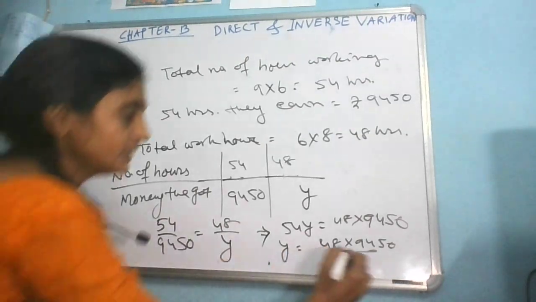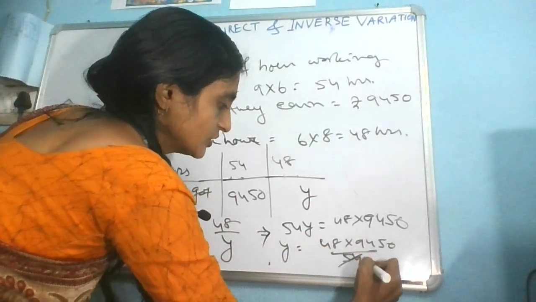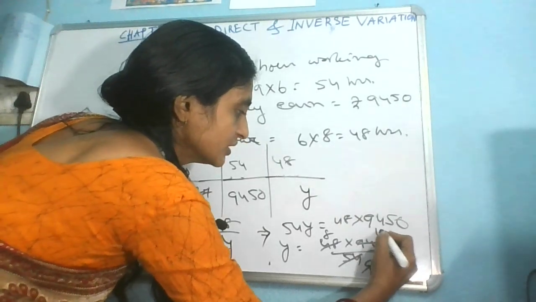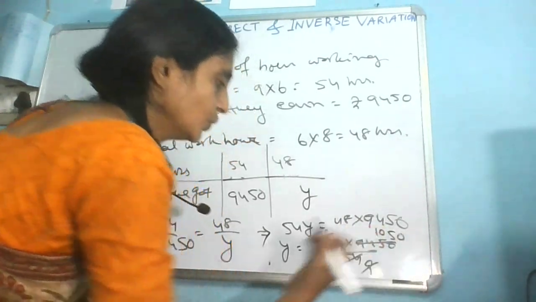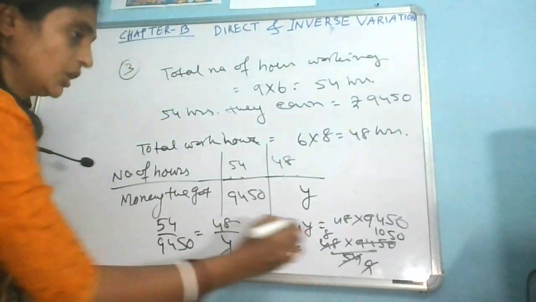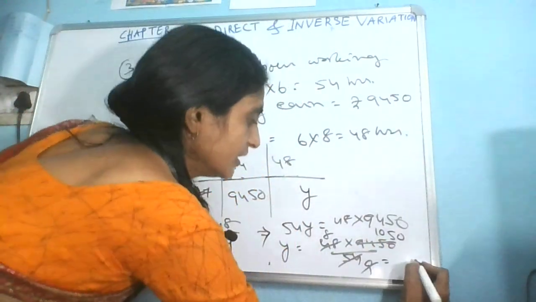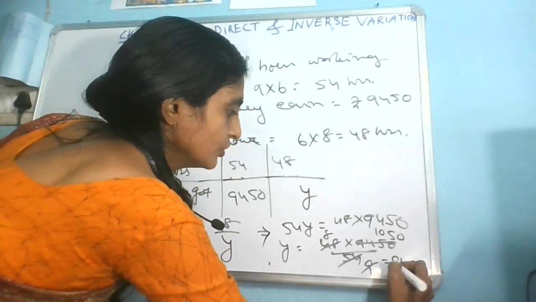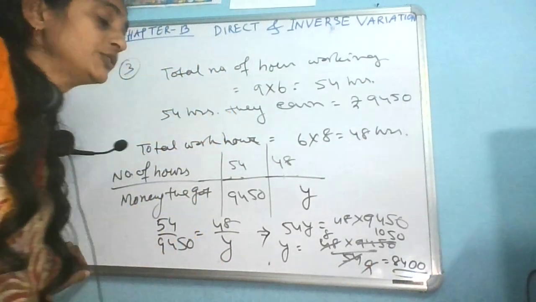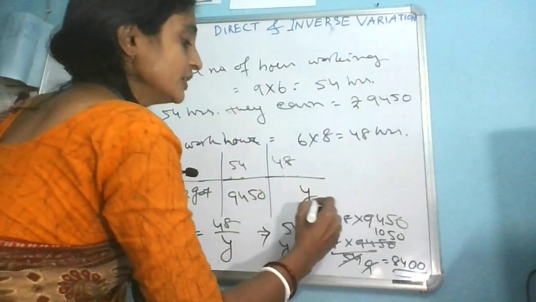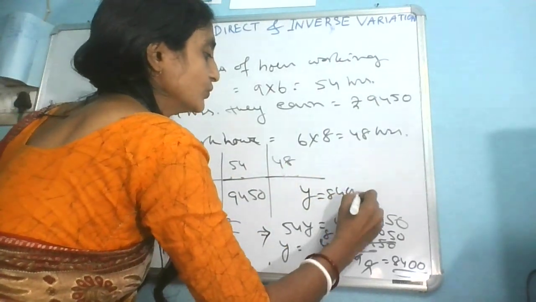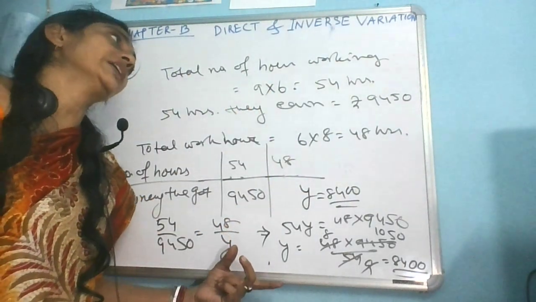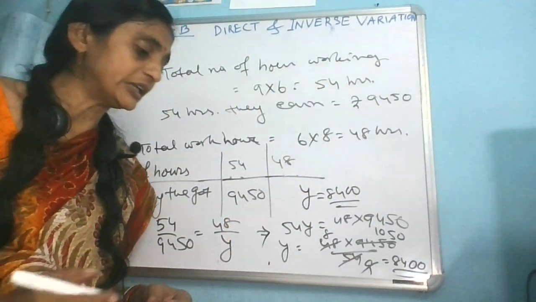So let's cancel. When I am cancelling this one, 6 9s are 54, 6 8s are 48, then it is 9 1s are 9, then 0, 9 5s are 45, then 0. Let's multiply these two. After multiplying this one, what am I getting? 8 0s are 0, 8 5s are 40, 8 it is 4. So how much will they earn if they are working for 48 hours? They will earn 8,440. So here this is the situation where we are following the direct variation. I hope you people are clear about this one.